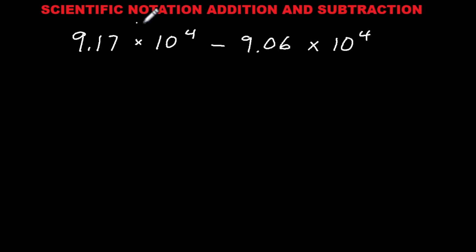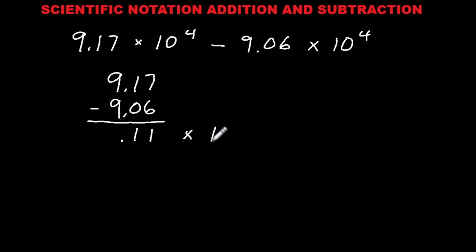With this practice problem, we're moving into subtraction, and it works the same way. In order to subtract, I need to have the same exponents here. So since they are already the same exponents, I'm able to subtract 9.17 minus 9.06. And once I do the subtraction, I have 0.11, and this is times 10 to the fourth power, but it's not in correct scientific notation form because there has to be one digit to the left of the decimal. So when I rewrite this, I make it 1.1.